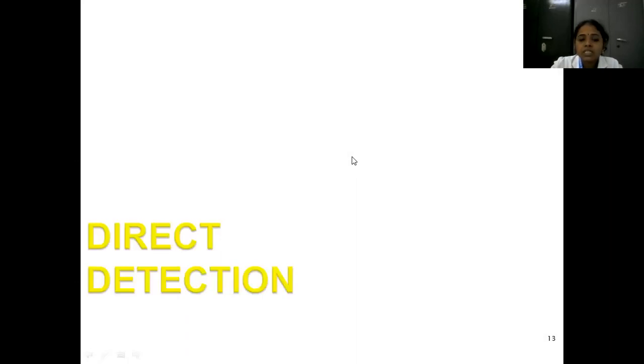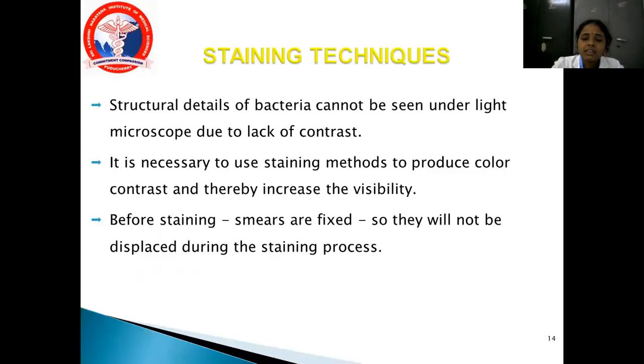Now we are going to see direct detection. Previously we saw the sample collection and all the samples. Now, direct detection, which I already mentioned, involves staining techniques.